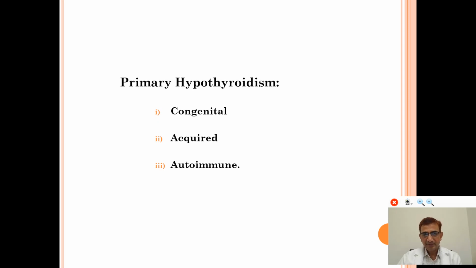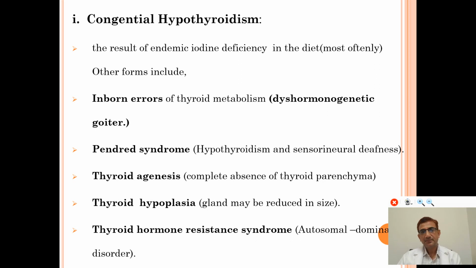Coming to primary hypothyroidism, it includes congenital, acquired, and autoimmune forms. Congenital hypothyroidism is a result of endemic iodine deficiency in the diet. Other forms include inborn errors of thyroid metabolism, that is dyshormonogenetic goiter, Pendred syndrome, that is hypothyroidism with sensorineural deafness, thyroid agenesis, that is complete absence of thyroid parenchyma, thyroid hypoplasia, where the gland may be reduced in size, and thyroid hormone resistance syndrome.